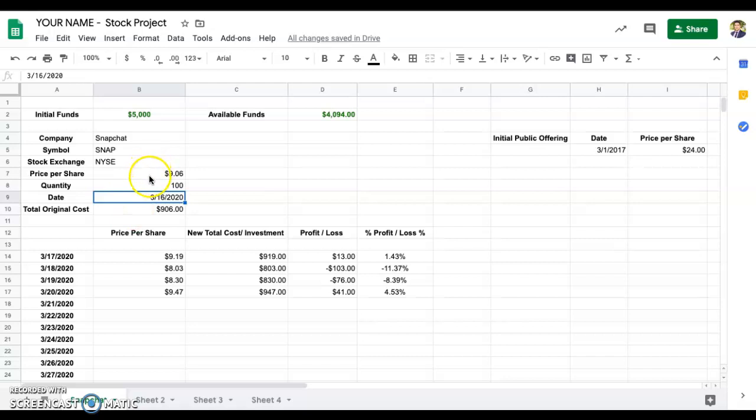So in this case, I'm going to use Snapchat. Your price per share for the 16th, which was Monday, was $9.06. The quantity that you bought was 100. The total original cost will be 906. So that's your total original investment.